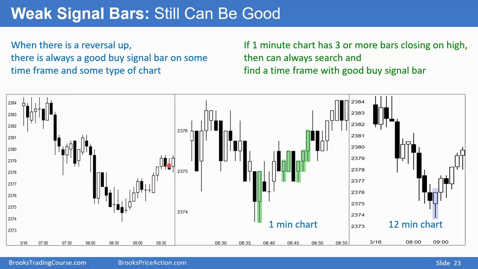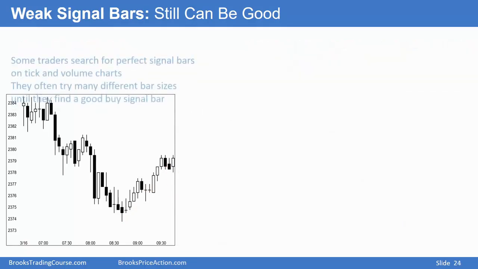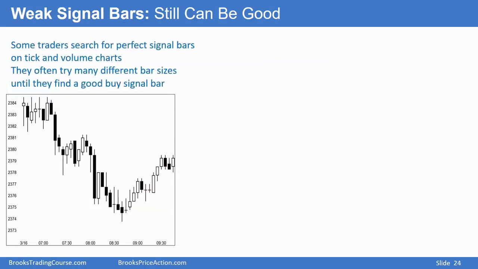Some traders are always searching for perfect buy signal bars. They'll look at tick charts. They'll look at volume charts. They'll look at all kinds of different time frames. And if they look at tick or volume charts, they try many different bar sizes until they find one that has a very good looking buy signal bar.